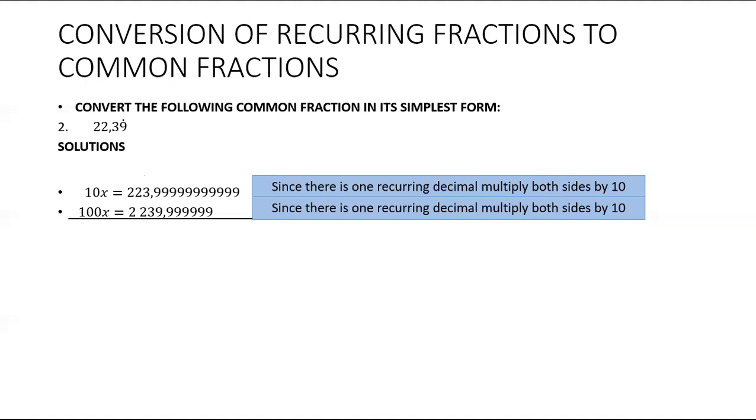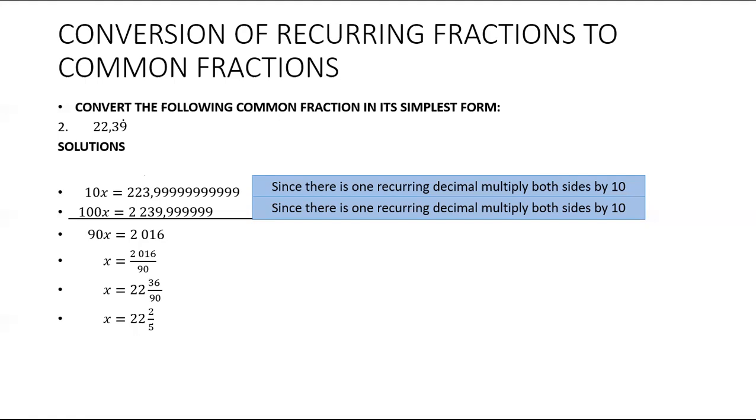On the right-hand side, what are you going to get when you take 2,239,99999 minus 223,99999? You will get 2016. And then you divide 2016 by 90, simplify it, and that's what you will get. I think I can simplify that better. It will give me 22 over 5.